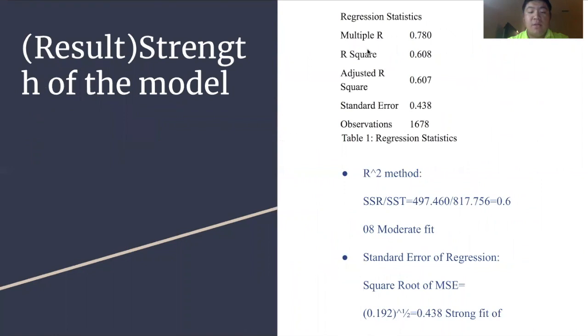When we are measuring the strength of the model using R-squared and the standard error of regression methods, we discover for the R-squared method, 0.680 shows a moderately strong fit of the regression model, where 0 is lack of fit and 1 is perfect fit. When using the standard error of regression method, 0.438 shows a strong fit of the regression because the smaller it gets, the better it fits.